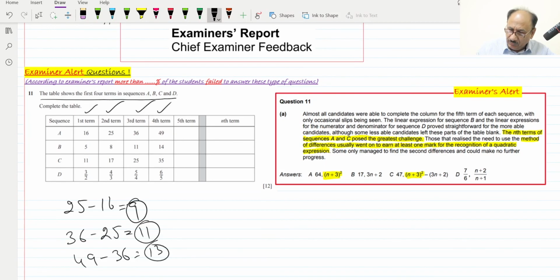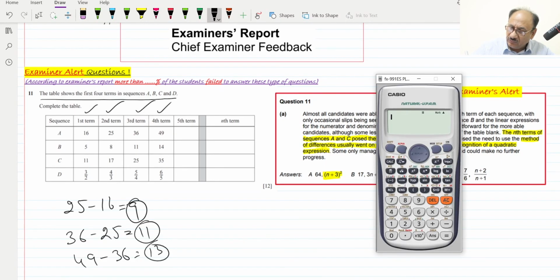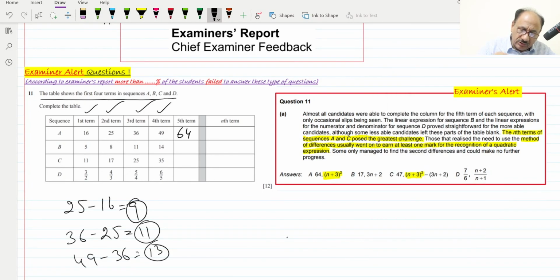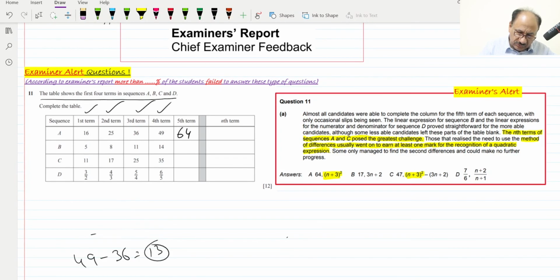So 49 plus 15 we can check for that one. 49 plus 15 will be equal to 64. So this is how we can reach this 64 answer. So this is basically the difference method we applied. If we go through the examination report, these are basically the same. We have to fill this one.